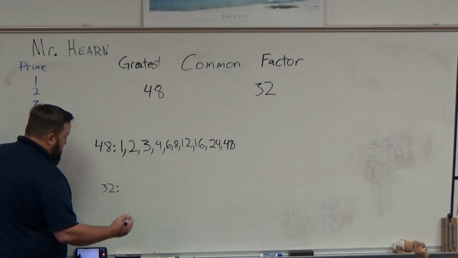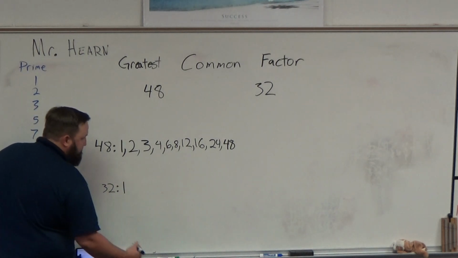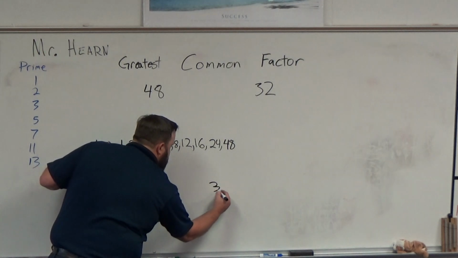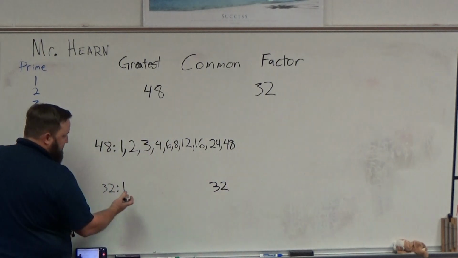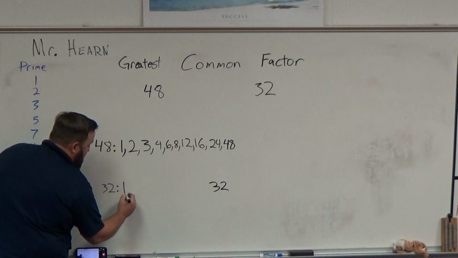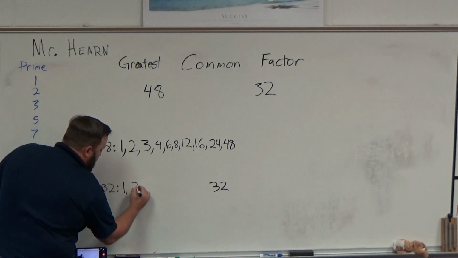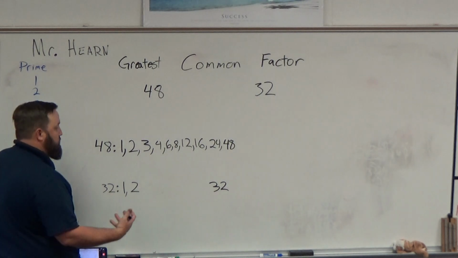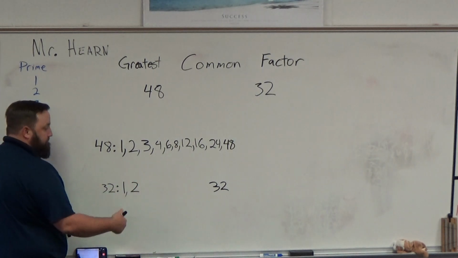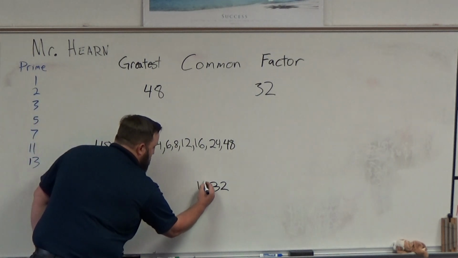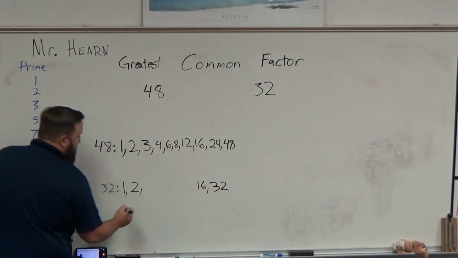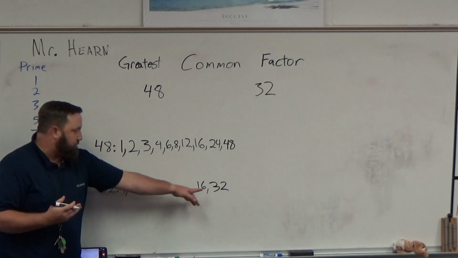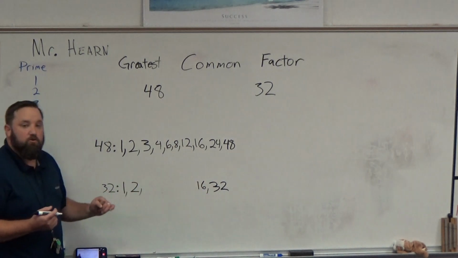Now, let's look at 32. So you're going to have 1 and 32. All right, like I said, give yourself some room. Now I know that 32 is an even number, so I know 2 is a factor of 32. So 2 times what will give me 32? 16. All right. How about 3? Will 3 go into 32? Well, no, it's not going in evenly.